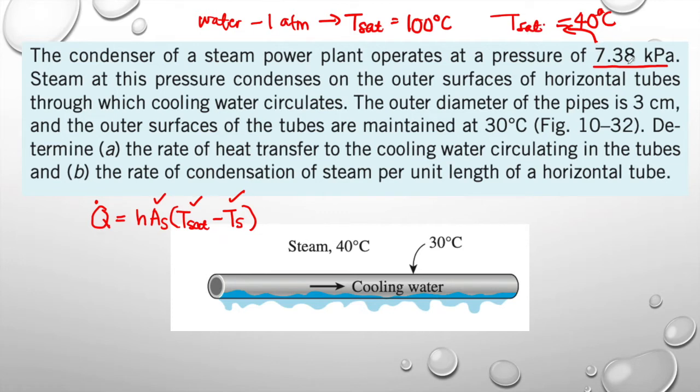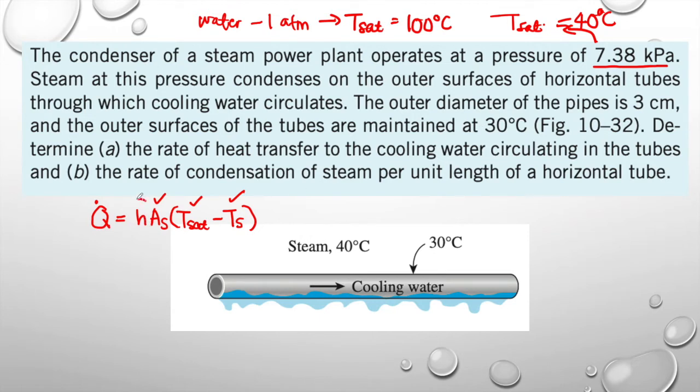At 7.38 kilopascal, you have to refer to the table in the appendix. Take a look at 7.38 kilopascal, and then you will know the temperature at this pressure. That temperature is T saturation for the steam in this power plant, because it operates at 7.38 kilopascal. Different pressures will have different saturation temperatures, so you have to refer to the pressure. And then we already have the T surface, at 30 degrees Celsius.